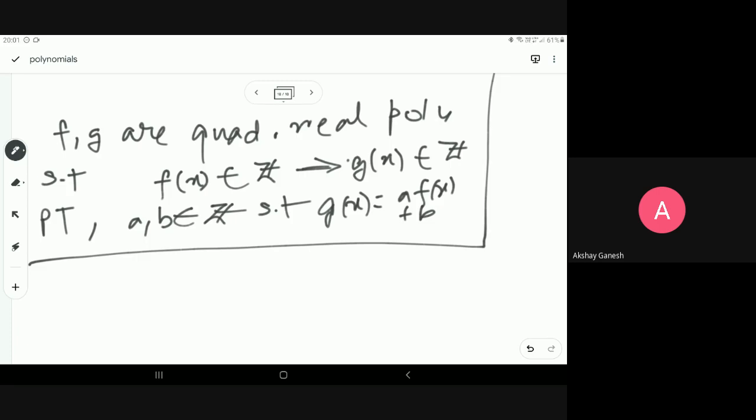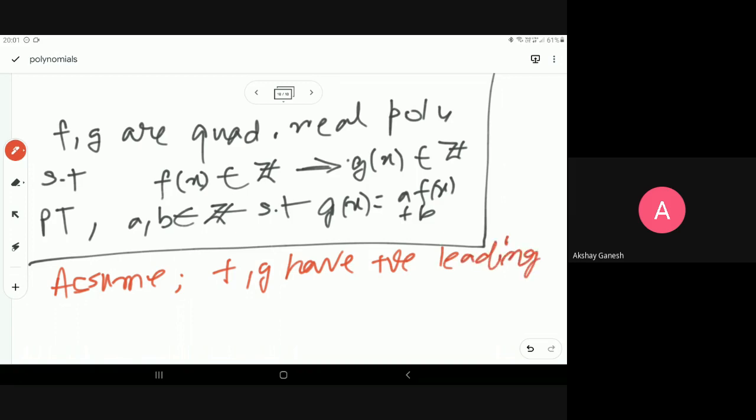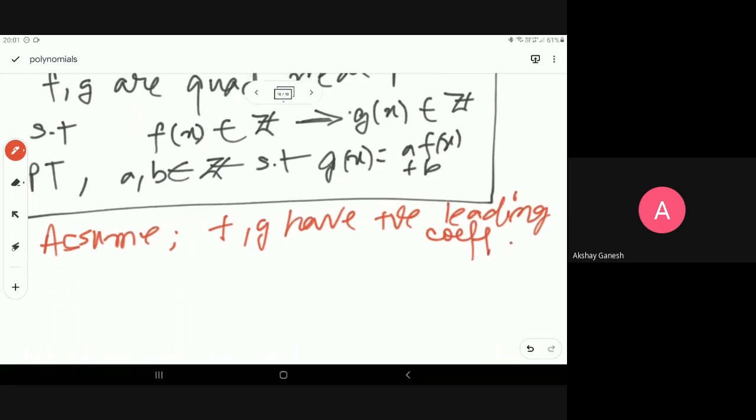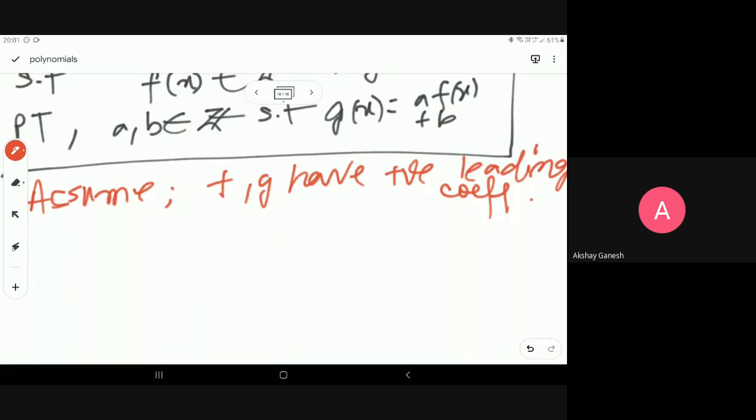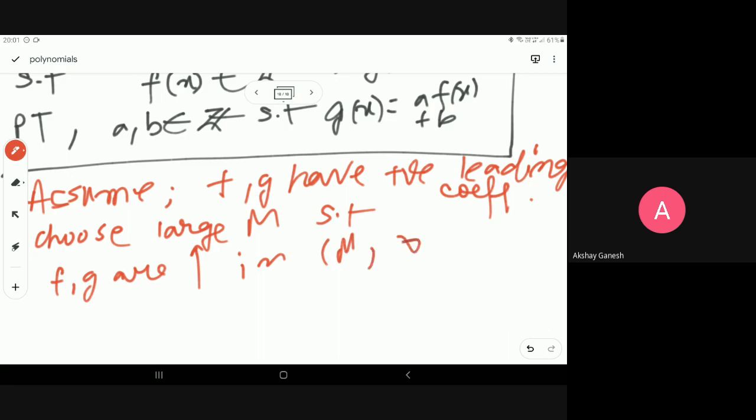To start off, assume that f and g have positive leading coefficient. If not, just swap f for minus f, and g for minus g. This is a kind of formality. Since both have positive leading coefficient, after some point both of them will be increasing. So choose a large m such that f and g are increasing on (m, infinity).